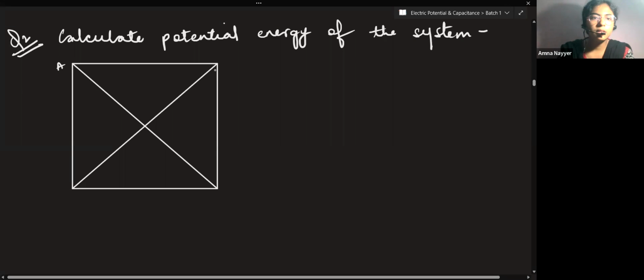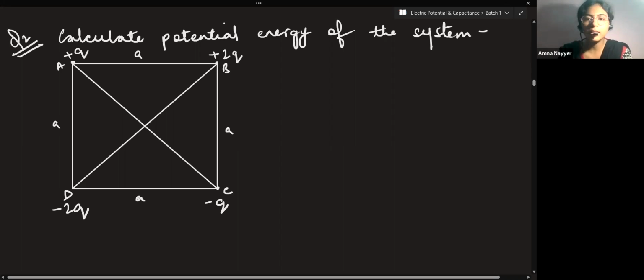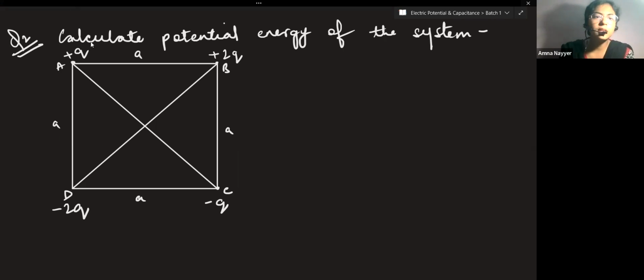So A, B, C, D. This is a square given to you. At point A, the charge is plus Q. At point B, the charge is plus 2Q. At point C, the charge is minus Q. And at D, it is minus 2Q. The side of this square is a. You have to find out the potential energy. So let's discuss it together.